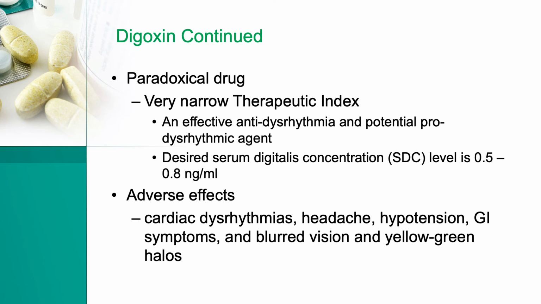While the official upper limit of the therapeutic range is 2 nanograms per milliliter, there is some evidence to suggest that mortality in heart failure is improved at levels of 0.5 to 0.8 nanograms per milliliter, although others suggest that 1 to 2 nanograms per milliliter is an appropriate therapeutic range. Adverse effects include cardiac dysrhythmias, headache, hypotension, GI symptoms, blurred vision, and yellow-green halos.